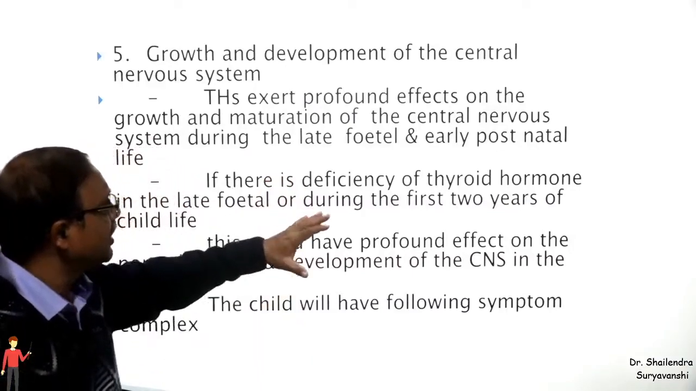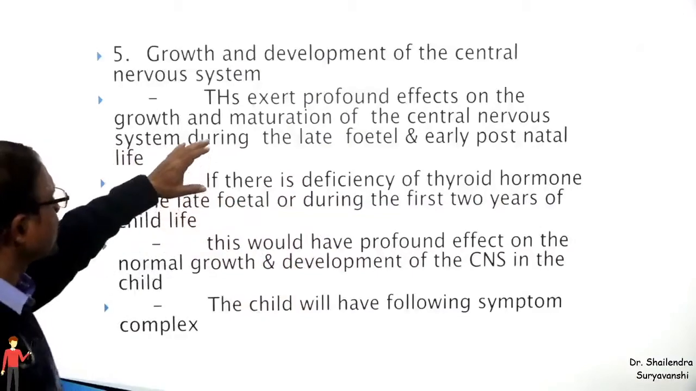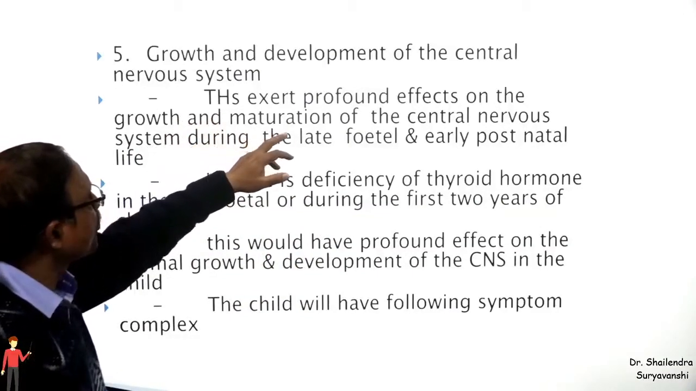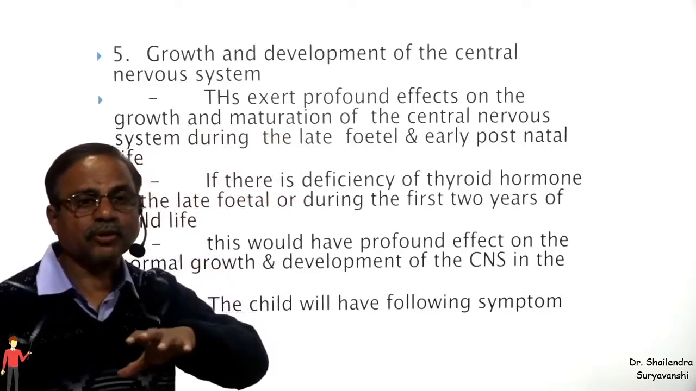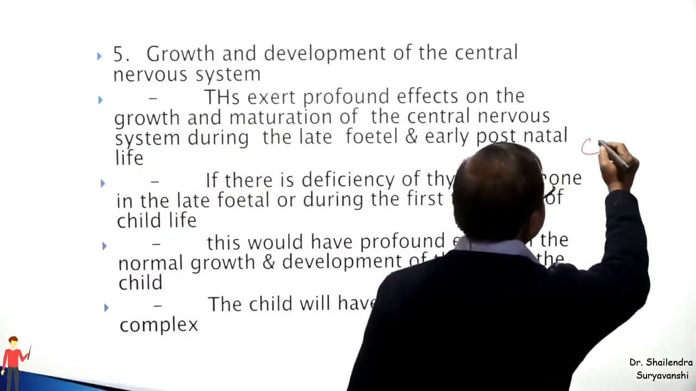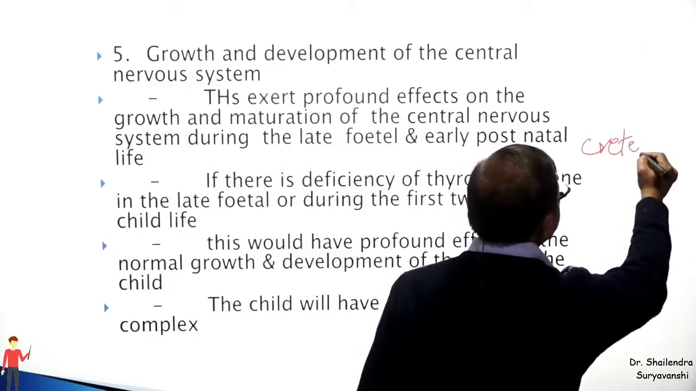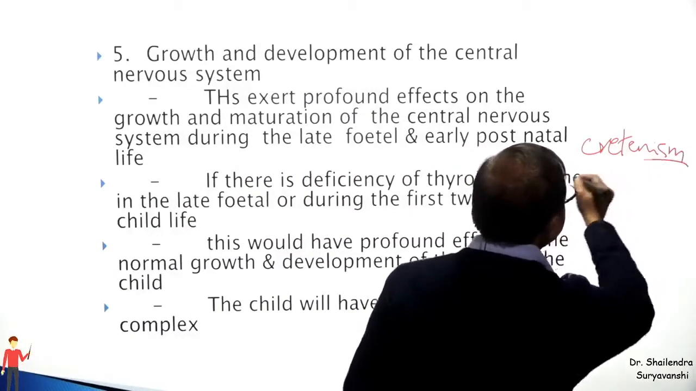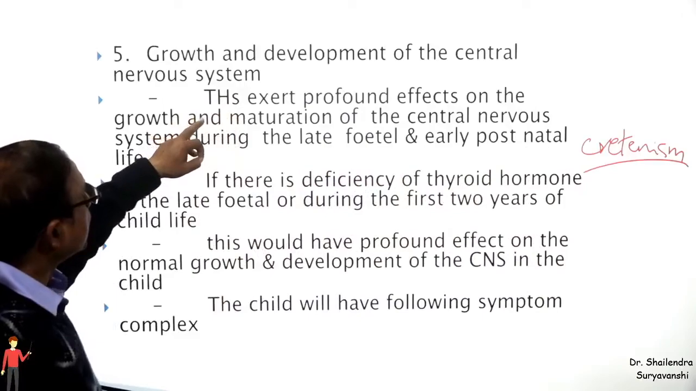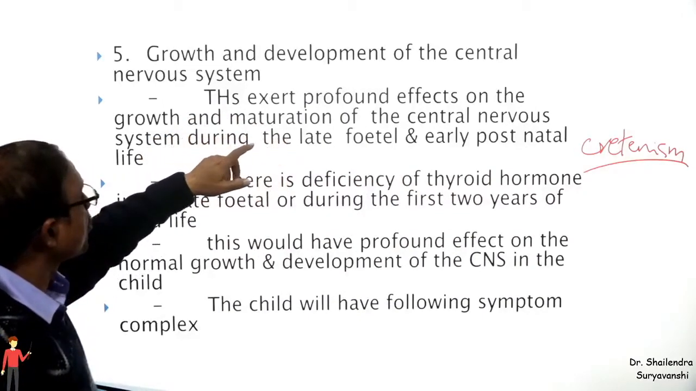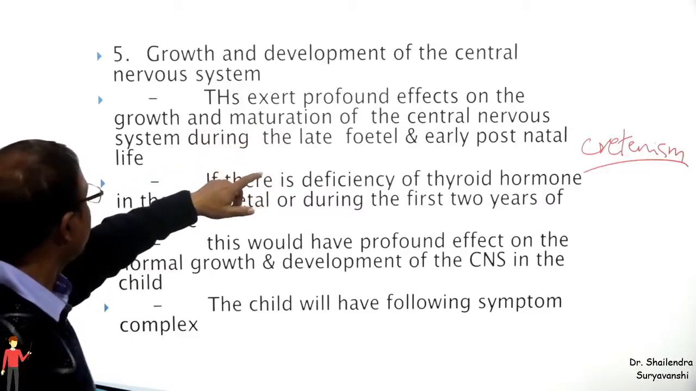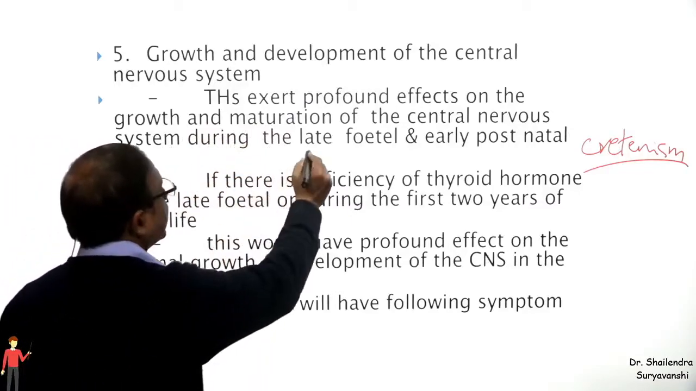So let us study again what is there. This exerts a profound effect, and the symptoms which result because of this condition are known as cretinism. The thyroid hormones exert a profound effect on the growth and maturation of the central nervous system in the late fetal and early postnatal period.